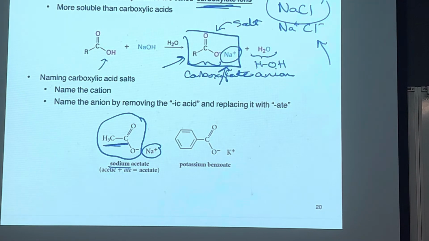And when you've got two carbons there in common nomenclature, you tend to see the prefix "ac", like acetone or acetic acid. Okay. Now, this ending here, when it's an anion, is acetate. Now, the one to the right of it, you can see that the cation is potassium. So we just go ahead and say that first. Is everybody okay with that? Potassium. And the anion is benzoate. And where did I get that from? Probably from benzoic acid.